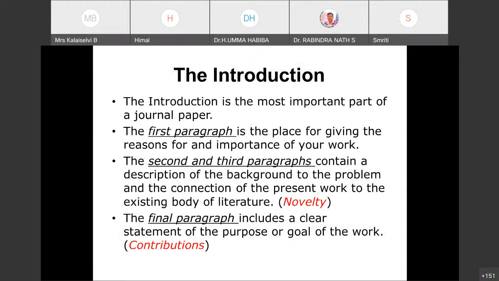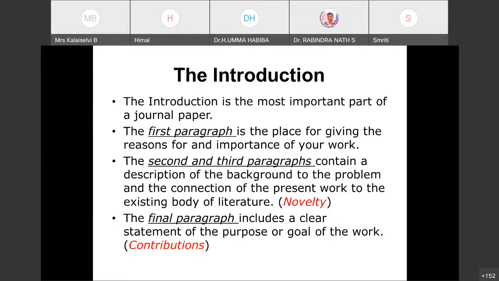So then comes the introduction. The introduction is the most important part of the journal paper. That means the first section of your paper. You can break down the introduction into several paragraphs. I have recommended some guidelines. You don't need to follow this, but that is normally the standard practice that people follow.